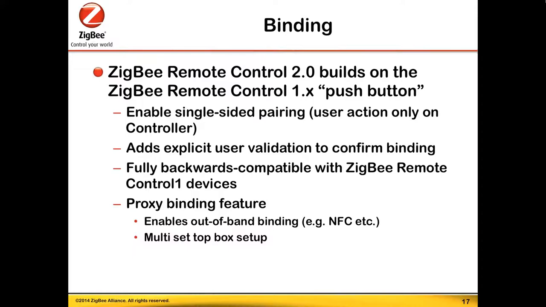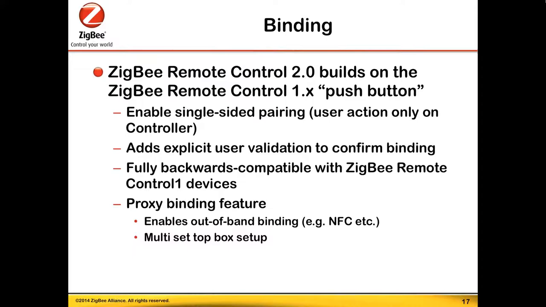One of the key features with ZRC2 is that it's fully backward compatible with ZRC1. So a ZRC2 controller can pair with a ZRC1 target and vice versa. From a user point of view, it's a very seamless evolution, and they don't have to solve anything.